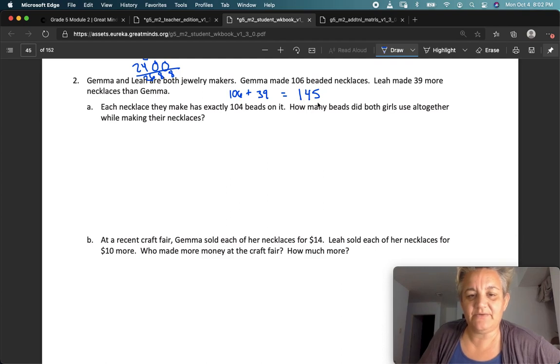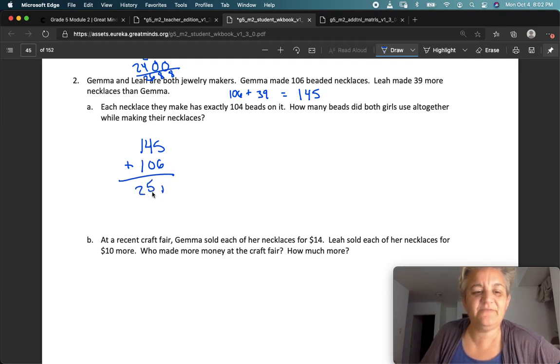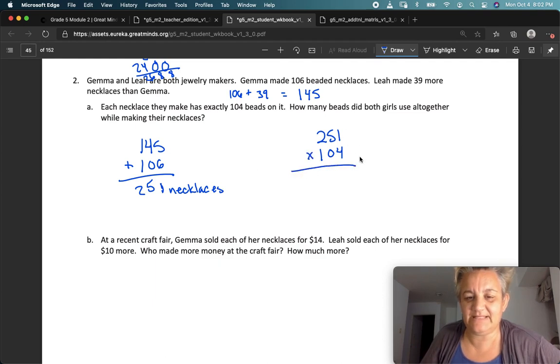So Leah made 145 necklaces, Gemma made 106. So we can add those two. 251 necklaces altogether. And each one has 104 beads on it. So we're going to take that 251 and we're going to multiply it by 104 to see how many beads they used. 4 times 1 is 4. 4 times 5 is 20. Carry the 2. 4 times 2 is 8 plus 2 is 10.